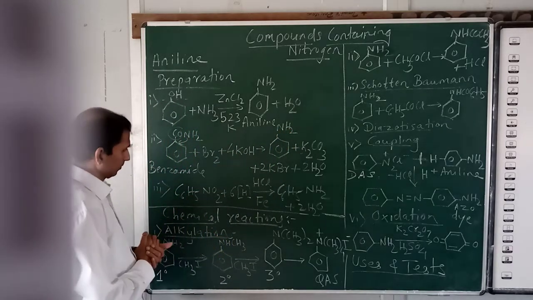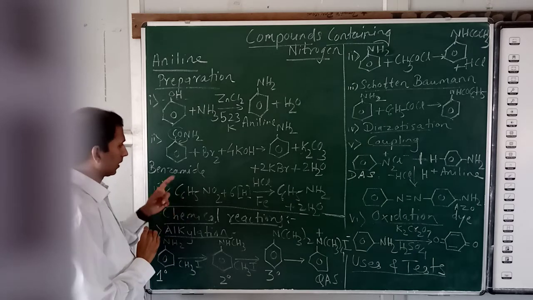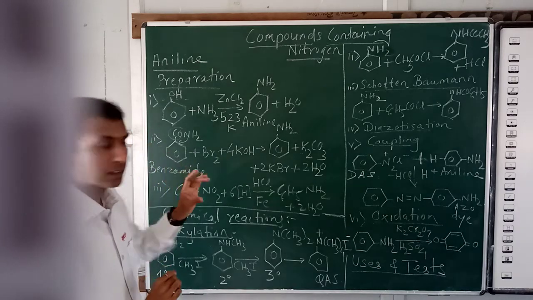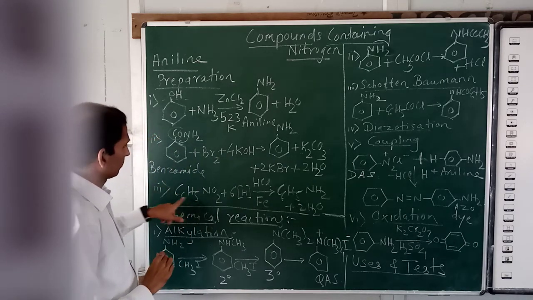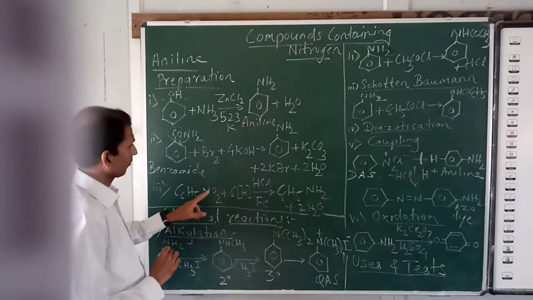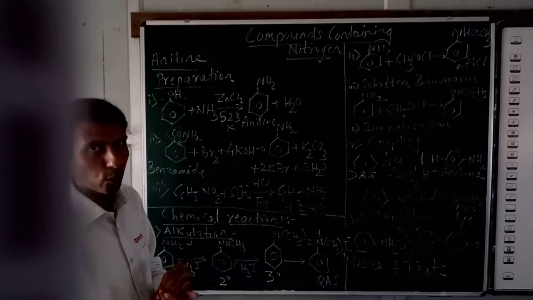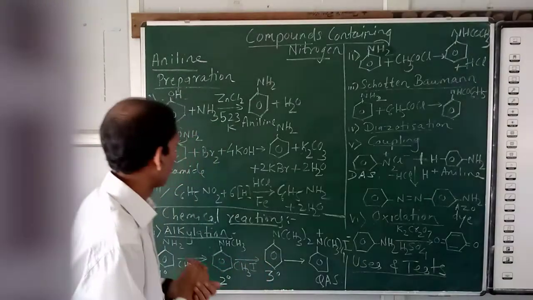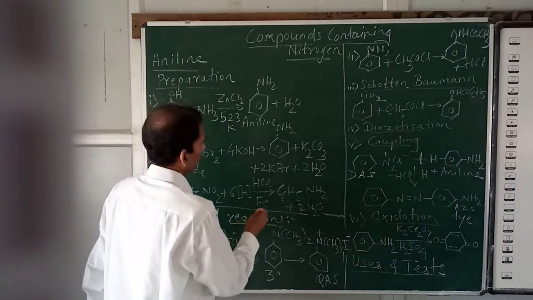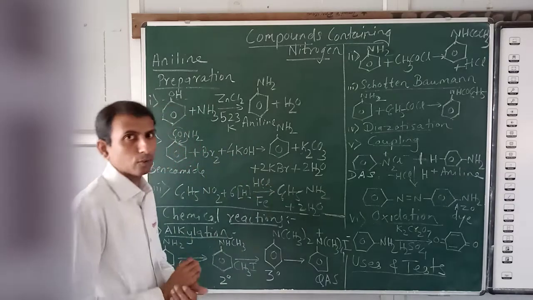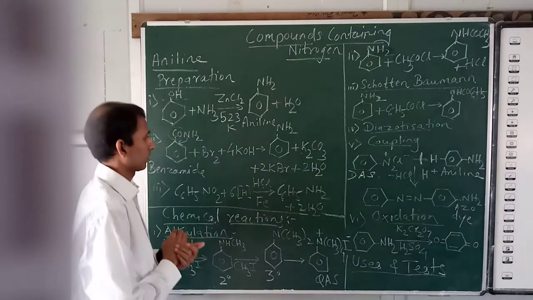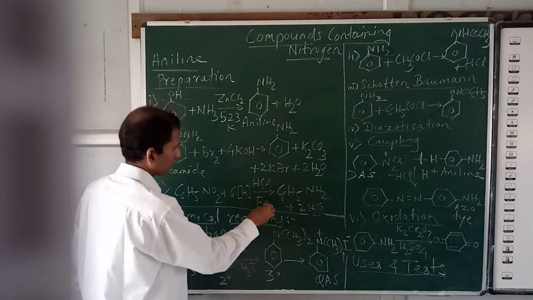Now the third method, this is nitrobenzene. C6H5 means what? C6H5 means this is the benzene ring only. You are writing it in the form of carbon and hydrogen. C6H5NO2 is nitrobenzene. Okay, and it will undergo reduction in presence of HCl and Fe. So the medium is acidic, and the metal catalyst used here is Fe.